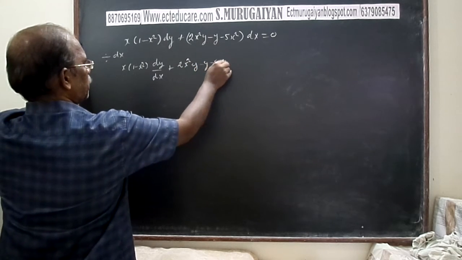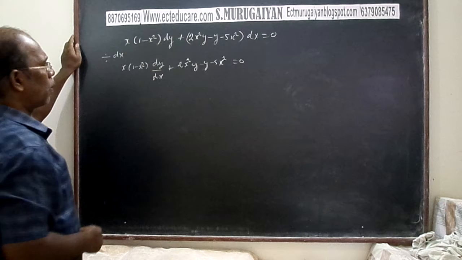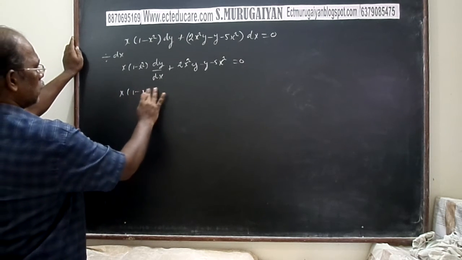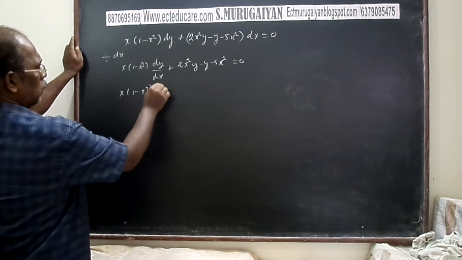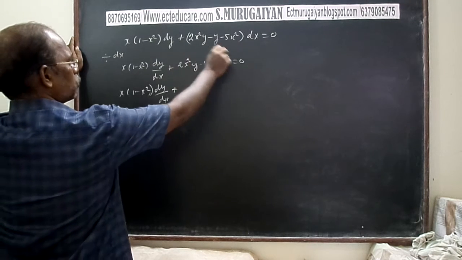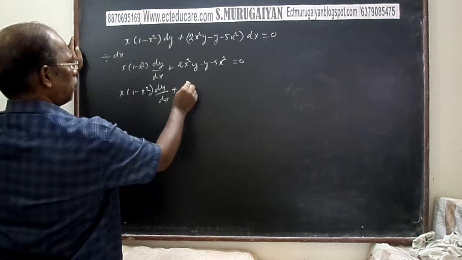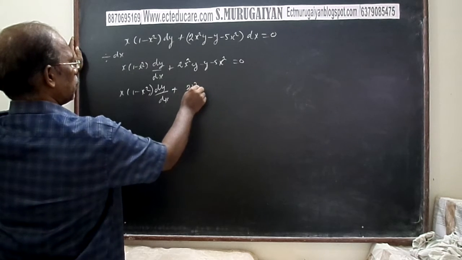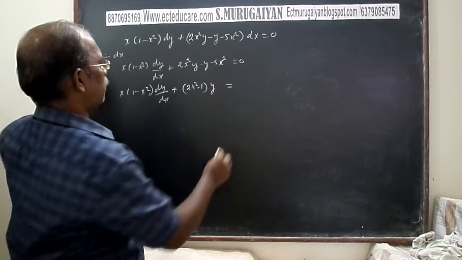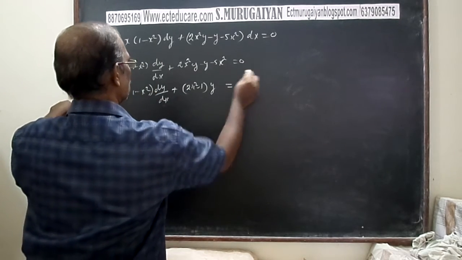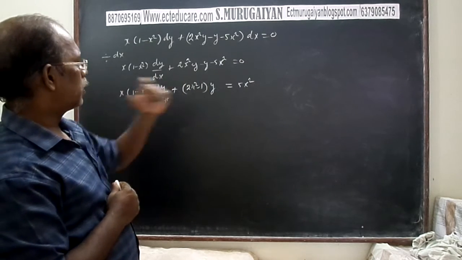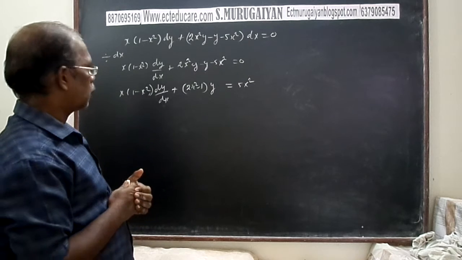We can make this into two groups: multiply y by (2x² − 1), and the remaining term, 5x², goes to the other side. So we can convert this differential equation into a linear differential equation of the first type.